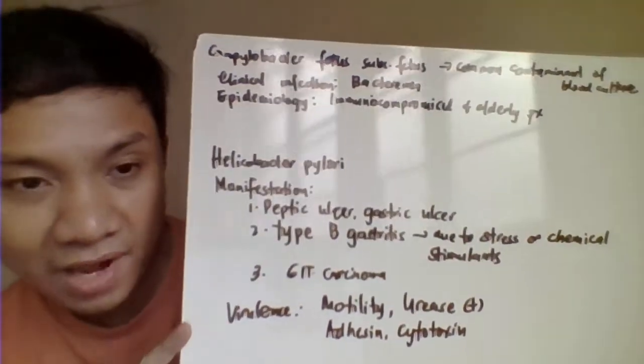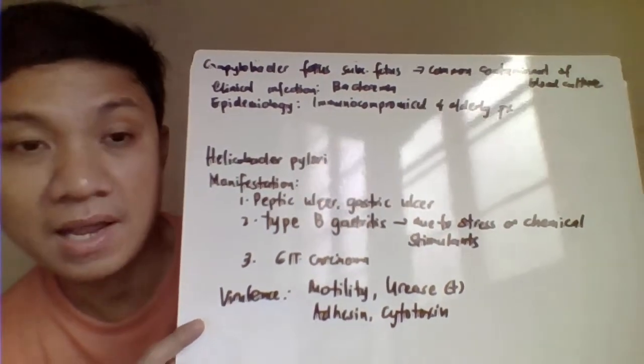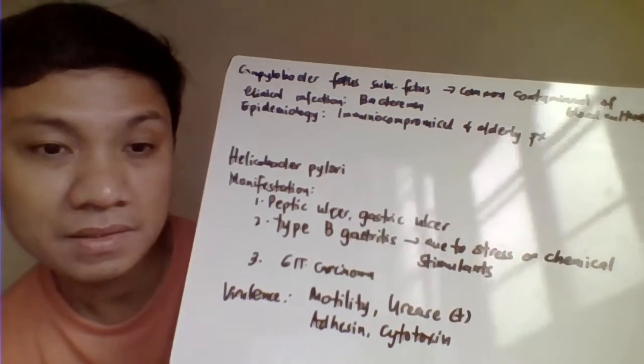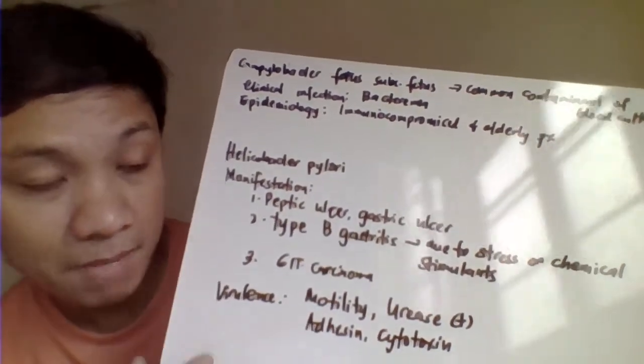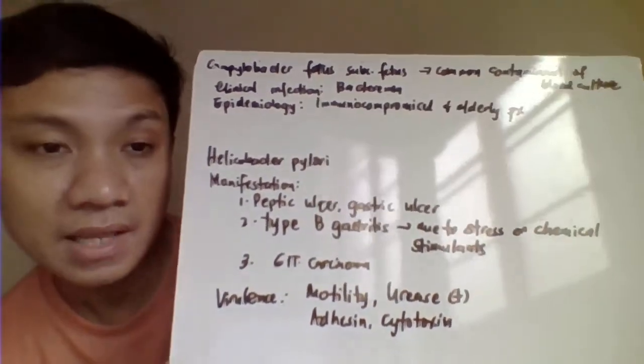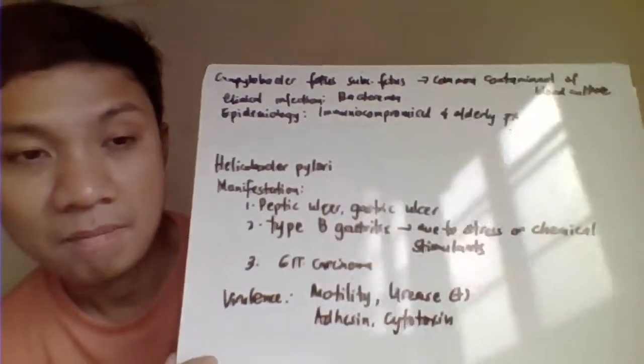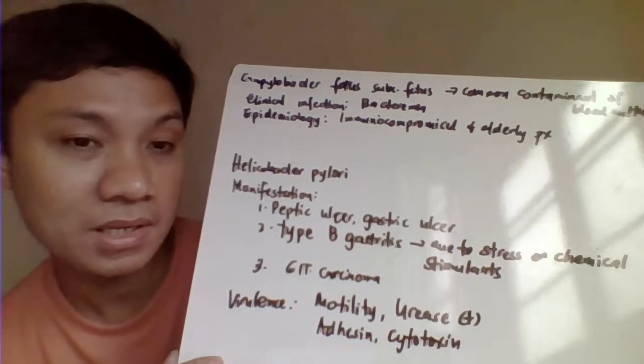Okay, its virulence factors. You can have here, it is also highly motile. This one is urease positive. It is the only urease positive in this group, along with your Campylobacter. And it also has adhesin and cytolysin, which also contribute to the pathogenicity of the infection caused by this bacteria.